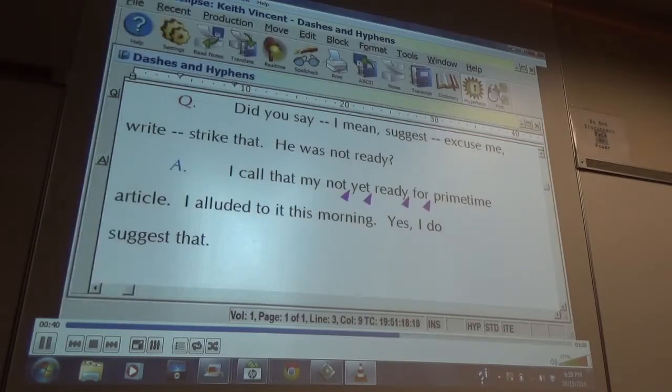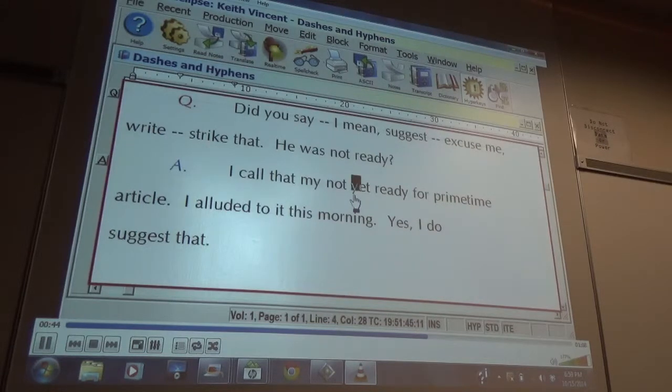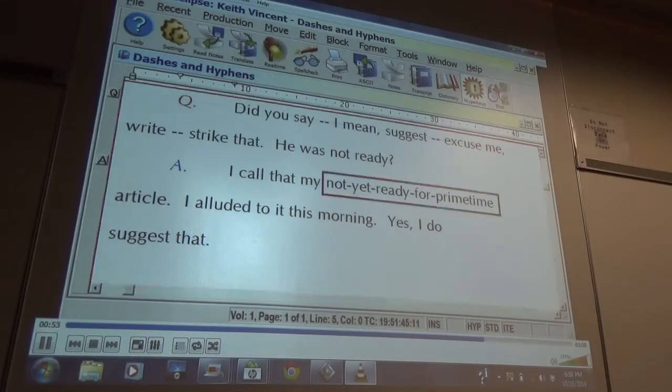I want to insert hyphens where you see the purple arrows. So I've placed my cursor on the beginning of this word and I'll press shift hyphen. See how the cursor moved over? Shift hyphen, shift hyphen. You see what it's doing? Pretty neat.